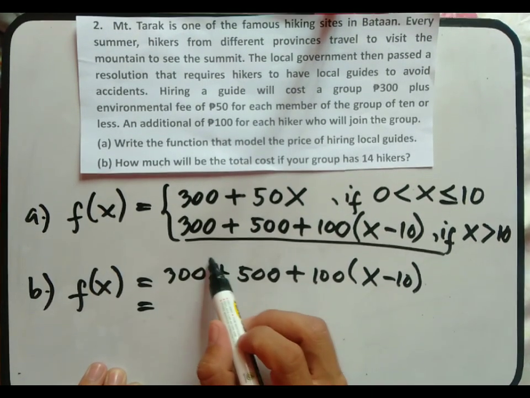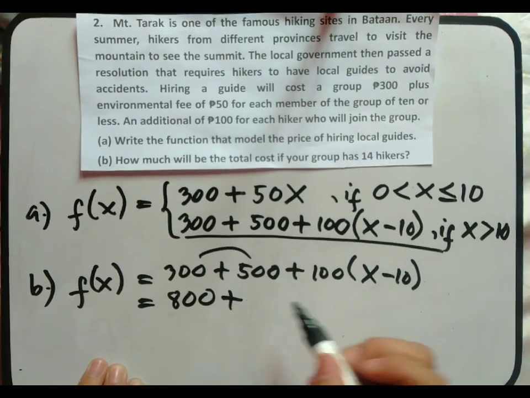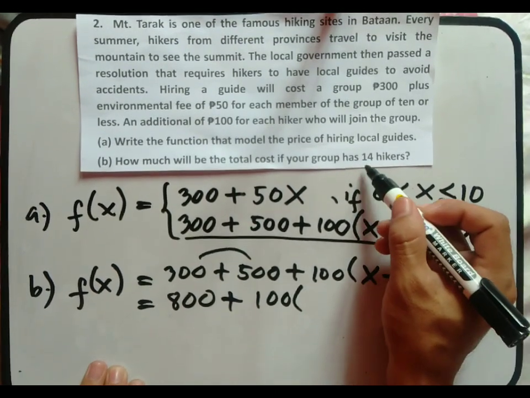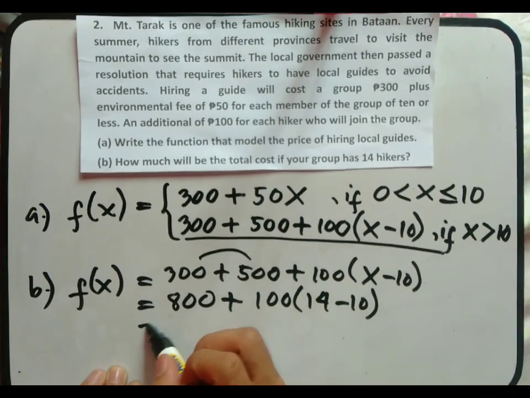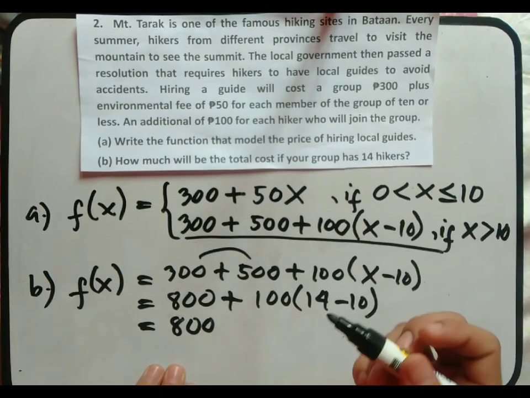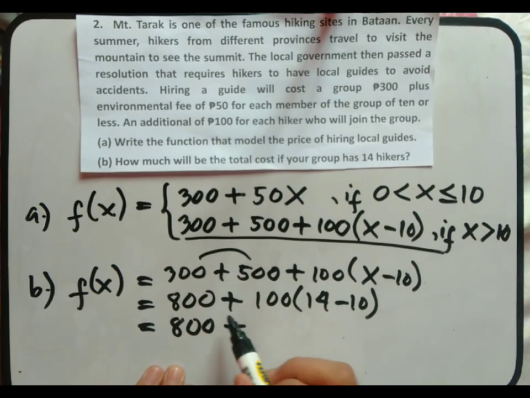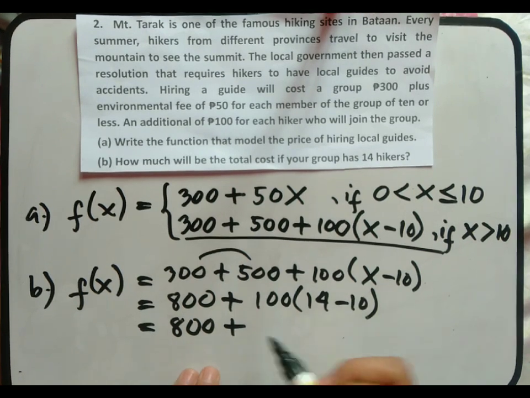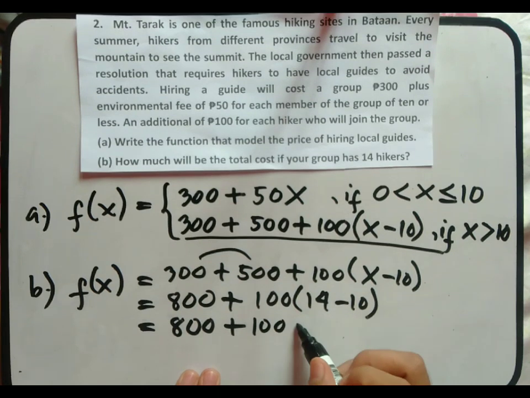Okay, you can add this. We have 800 plus 100 times, yung x is 14, then minus 10. Bali, yung gagamitin natin dito is yung PEMDAS rule. So, wag nyo muna i-add yung 800 and 100. Kasi yung mauuna muna is nasa loob ng parentheses.